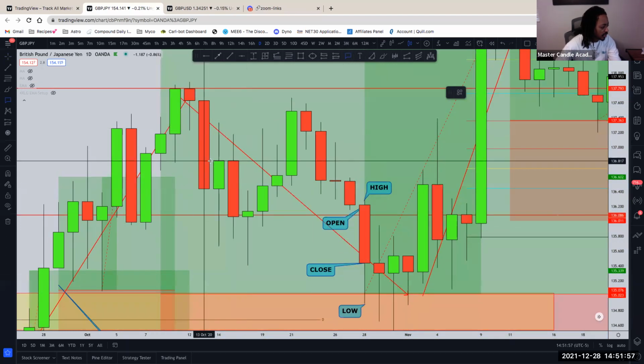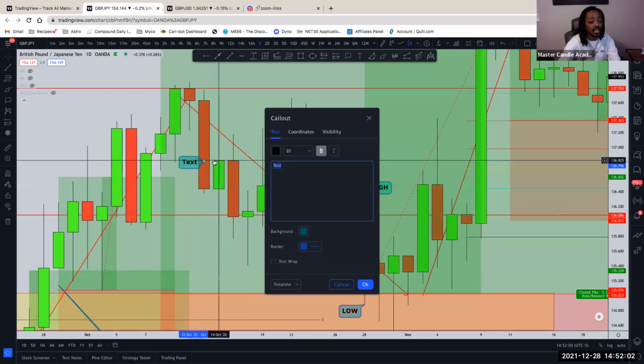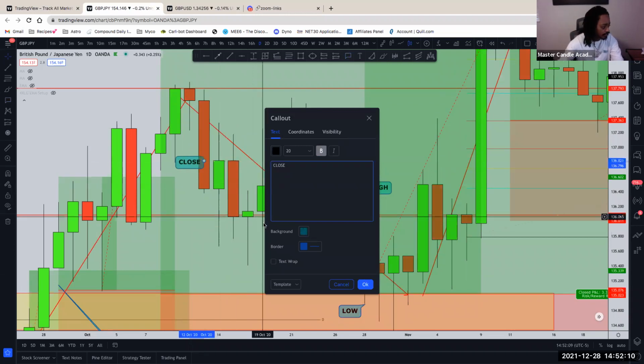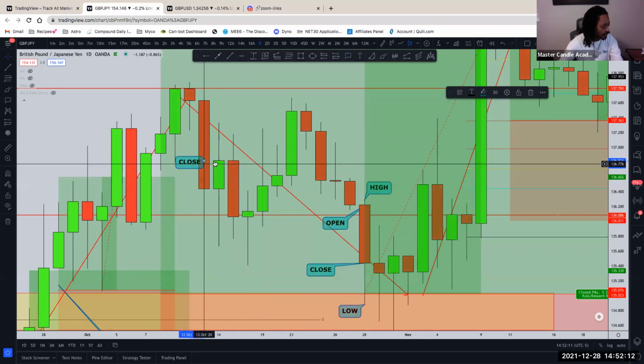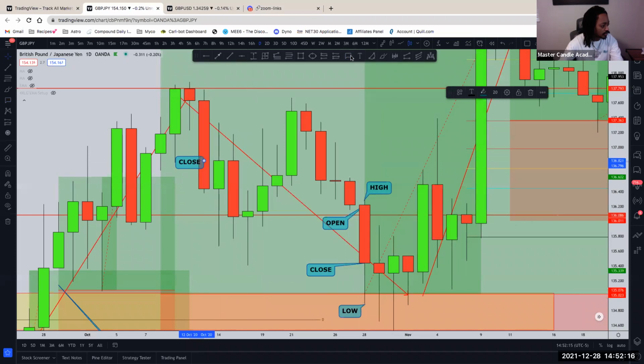This is the close, right? Now we're talking about the anatomy of a bullish candle. The close is going to be at the top, right there. The open is going to be here.